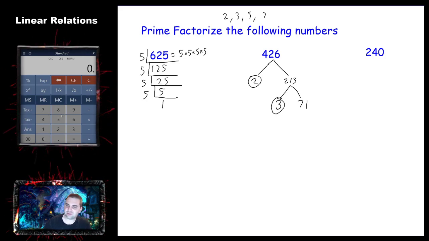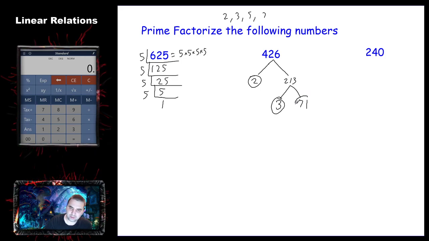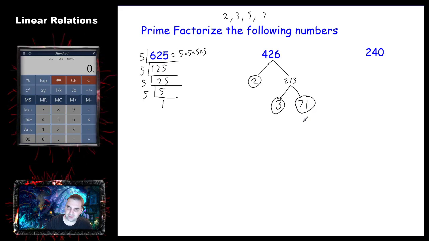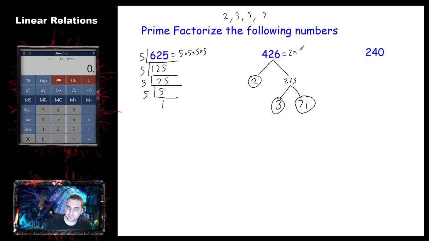And what you'll actually find out is 71 is a prime number. The only things that you can divide that by are 1 and 71. So 426, and that's why I said it's kind of a trick question at the beginning, the prime factors are 2, 3, and 71. Yeah, it's kind of weird, right? But that's what it breaks down to.